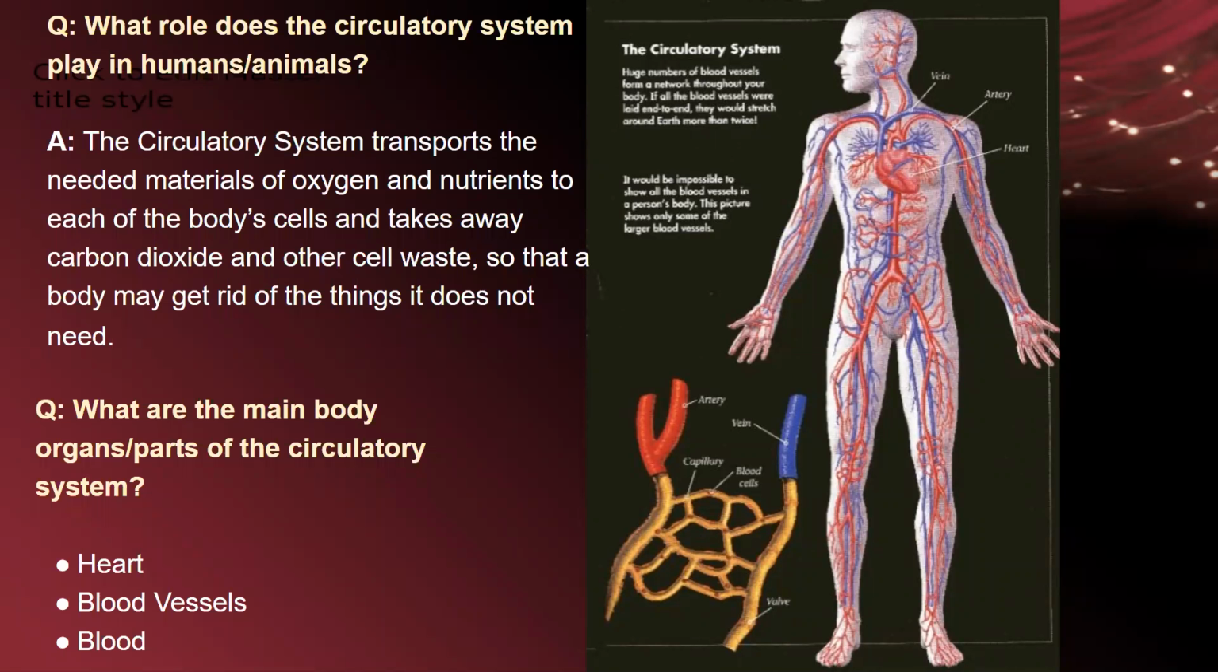So what role does the circulatory system play? Again, it transports the materials of oxygen and nutrients to every single cell of your body and takes away the carbon dioxide and the other cell waste so that it can get rid of the things that it doesn't need. The main parts of your circulatory system are your heart, your blood vessels, and your blood.